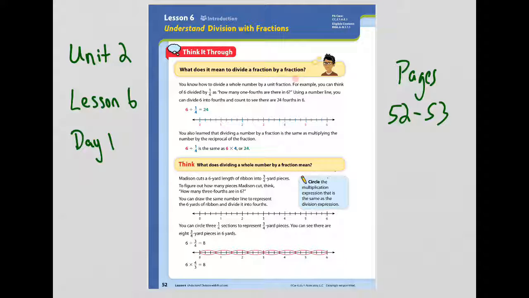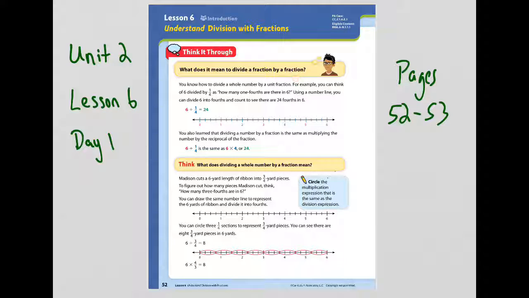So this is the start of Unit 2, and we are doing Lesson 6, Day 1 today. So first, make sure your book is open on page 52. If it's not, pause the video and go get it and get started. Okay, so now let us get started.